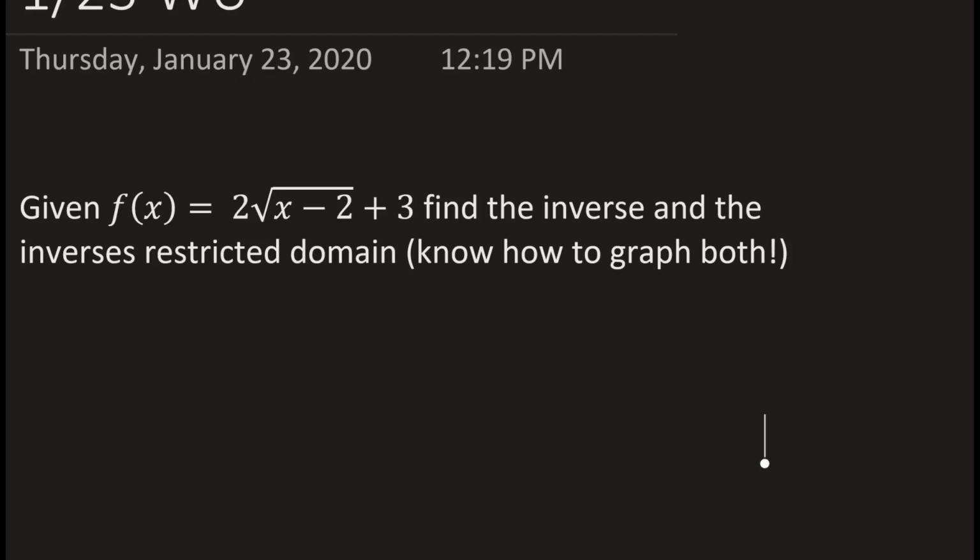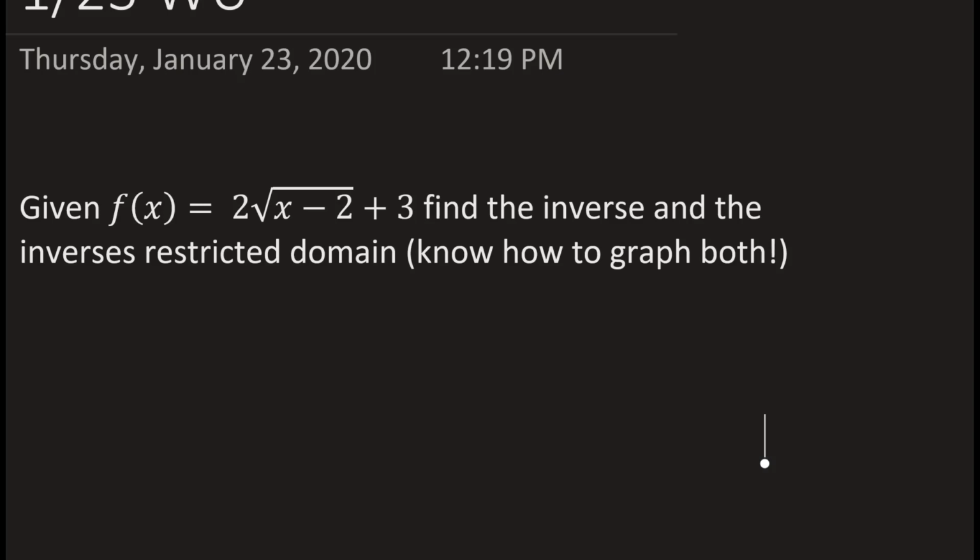So first thing we're asked to do here is find the inverse of this function. Now I was kind of shocked by how many people on the quiz still did not know how to find an inverse function. Considering it was a partner quiz, you would think at least one of you would know how to find the inverse function.